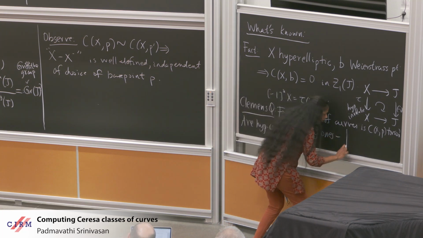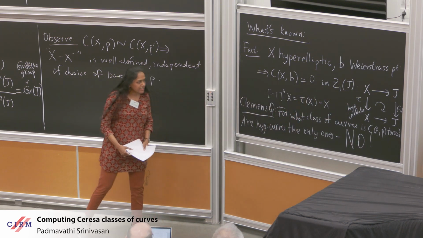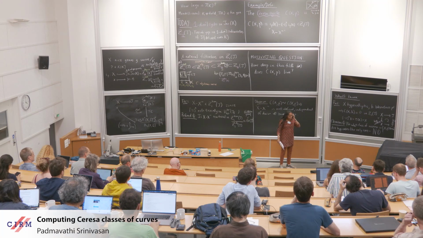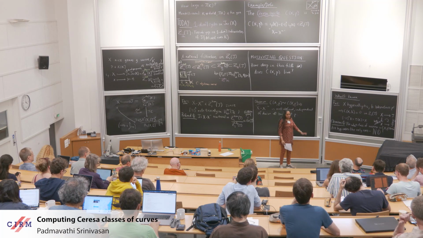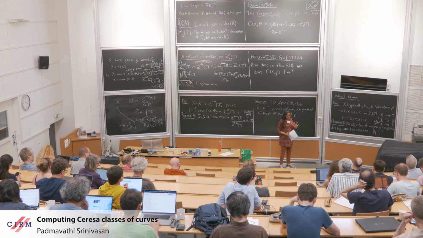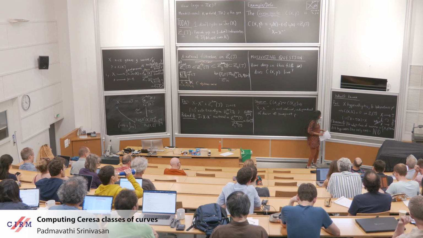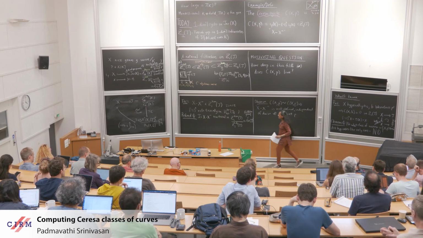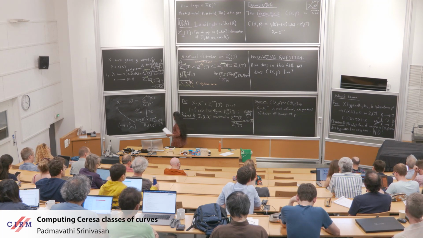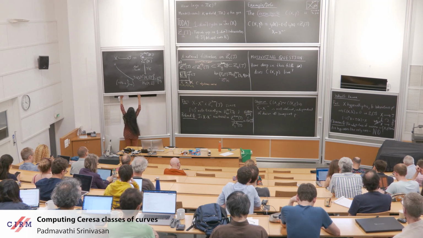The answer is no. I can give you a very explicit example. If you look at the Fricke-Macbeath curve, a genus 7 Hurwitz curve defined over Q(zeta_7), it has torsion Ceresa cycle. Whether it is 0 on the nose, I still don't know, but there are curves with torsion Ceresa cycle that are not hyperelliptic. All right. Great questions. Please keep asking.